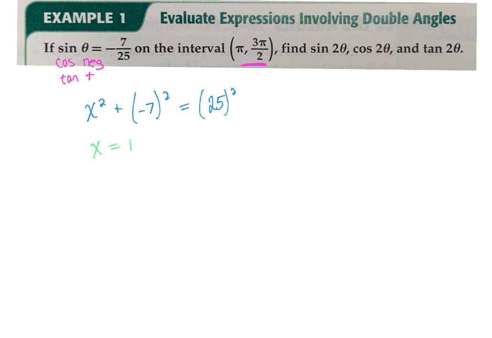So our x is going to equal the square root of 25 squared minus negative 7 squared, which is, they give it to you, 24. If you don't know, 7, 24, 25 is a Pythagorean triple, but if you don't know that, just plug it into your calculator. When you take the square root of 25 squared minus 49, you will get the square root of 576, which is 24. All right? So I know my x, I know my y, I know my r.